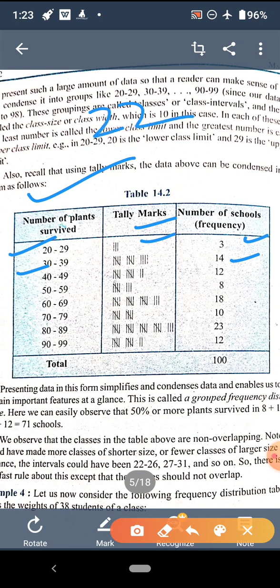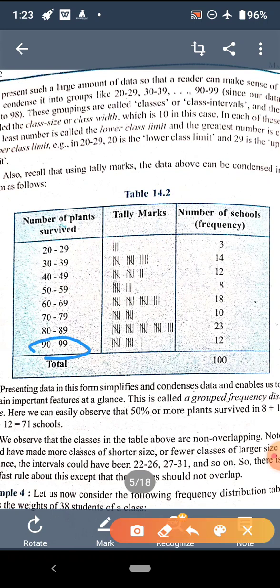Suppose the number is 22. For example, in your question the first item is 95, so 95 will come in this category, so you will put one bar. Then 67 will come in this category, put one bar. Then 28 will come in this category. Then 32 here. Then 65 again comes in this category. Then 69 again will come in this category. Now 33 will come in this category. So you will go on doing this and you will get the frequency.